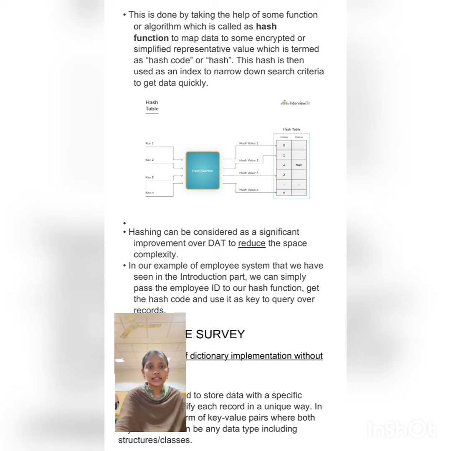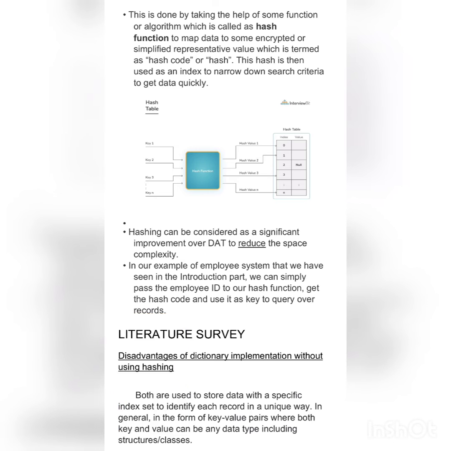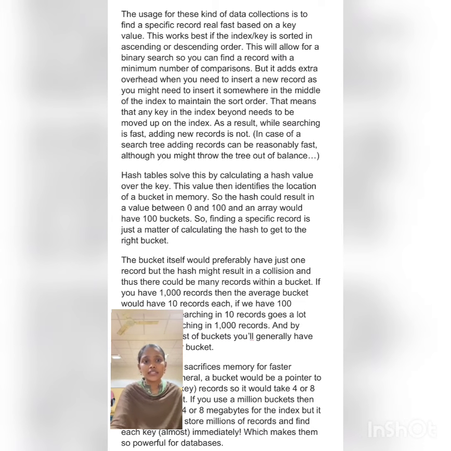Literature survey. Let's see the disadvantages of dictionary implementation without using hashing. Both are used to store data with a specific index to identify each record in a unique way. In general, it is in the form of key value pairs where both key and value can be any data type including strings. The usage for this kind of data collection is to find a specific record really fast based on a key value. This works best if the index or key is sorted in ascending or descending order.